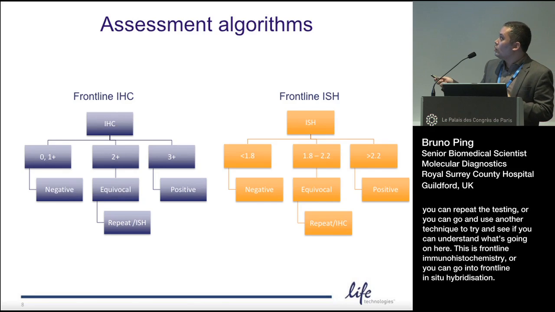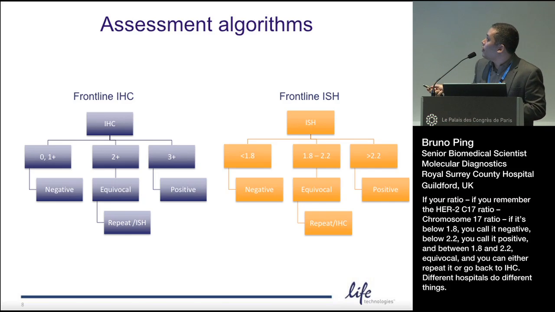This is frontline immunohistochemistry. Or you can go and do frontline in situ hybridization. If you remember the Her-2 chromosome 17 ratio, if it's below 1.8, you call it negative. Above 2.2, you call it positive. And between 1.8 and 2.2, equivocal. And you can either repeat it or go back to IHC.